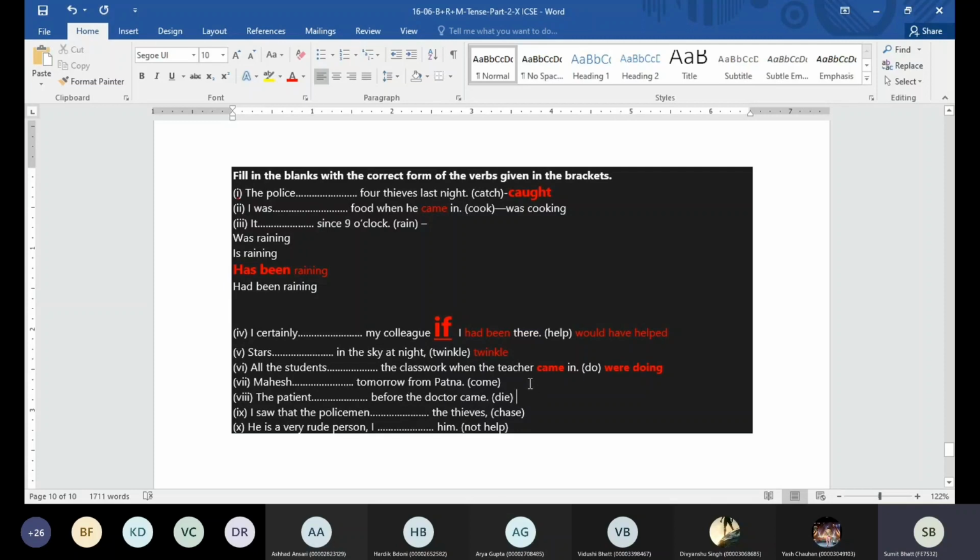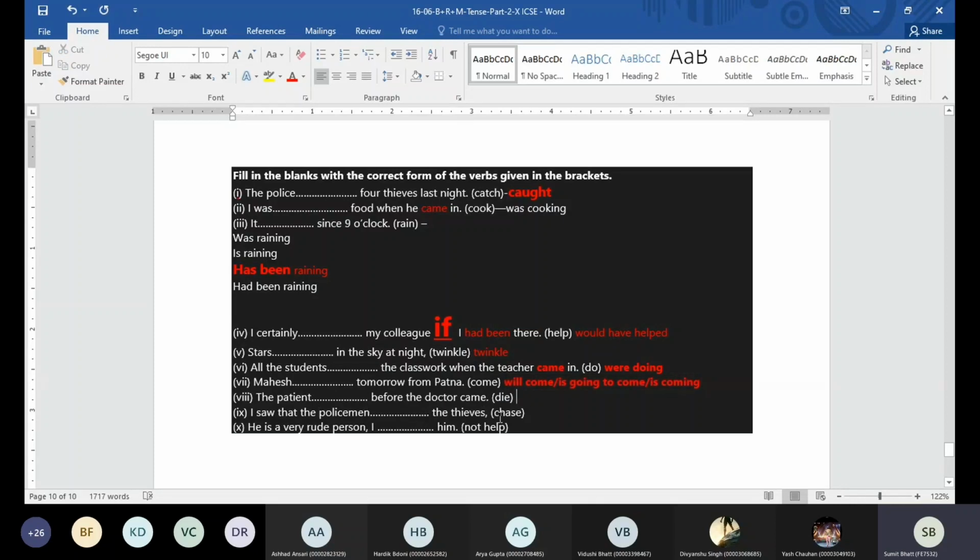Mahesh dash tomorrow from Patna. So will come. Will come. Is going to come, can I say? Yes, sir. Is coming. Will that be right? Yes. So either way, it is going to be fine.